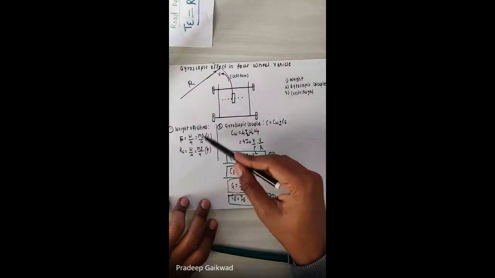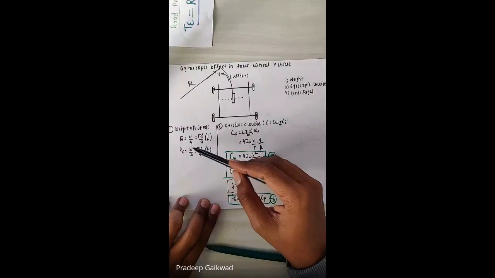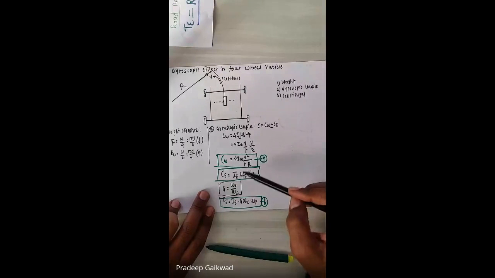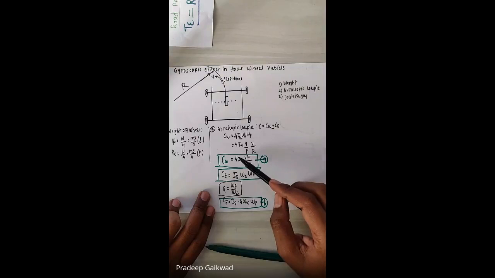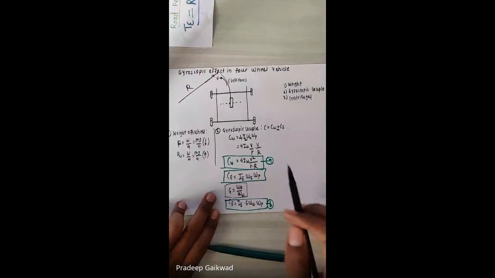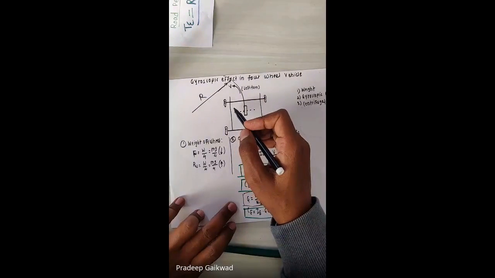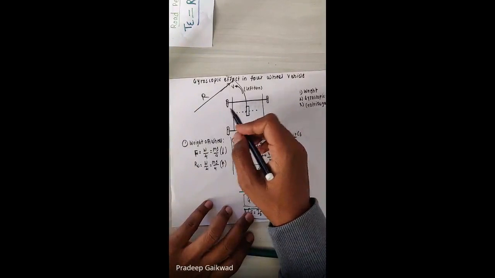Up to here, we found the reactions due to the weight of the wheel. We find the gyroscopic couple magnitude, which is a combination of the gyroscopic couple due to the wheels as well as the gyroscopic couple due to the engine. Now let's talk about the gyroscopic effect here. You already know how to find the gyroscopic effect, you are all trained.